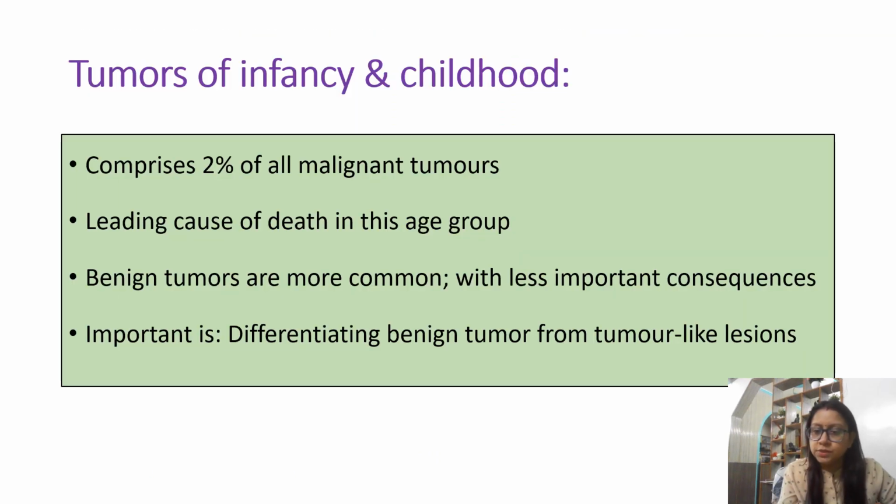So when we come to tumors of infancy and childhood, what we see is that it comprises 2% of all malignant tumors, and it is a leading cause of death in this age group. Benign tumors are more common, as we all know, with less important consequences, but they also need proper management. What is important then is to differentiate these benign tumors from the tumor-like lesions and from the tumor proper. For that, we need to have a thorough evaluation, or you can say thorough microscopic examination, of various types of tumors.